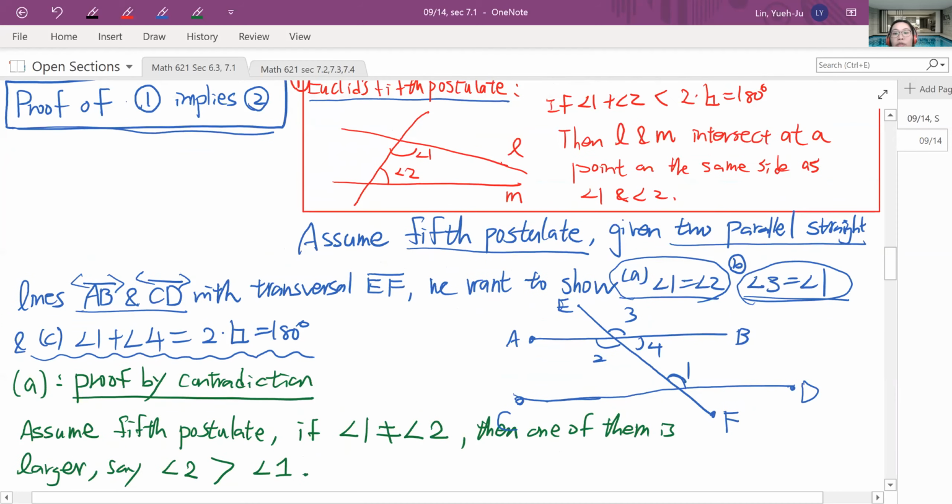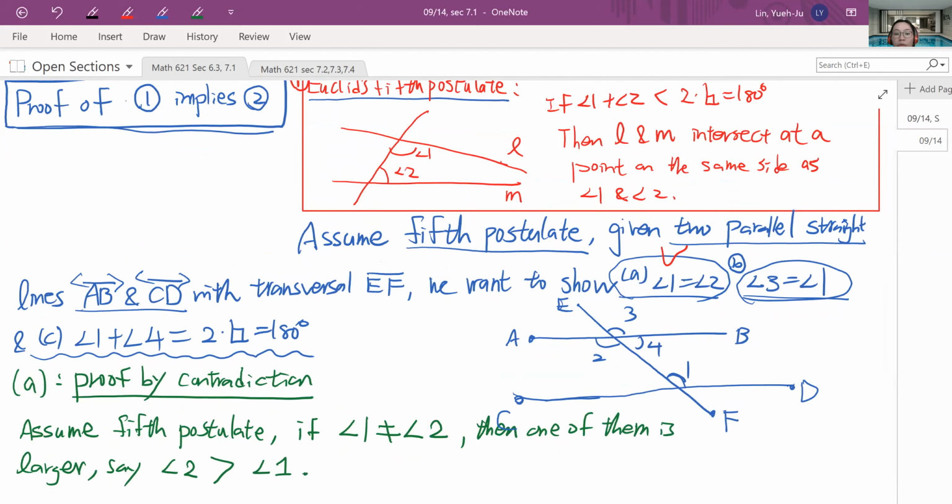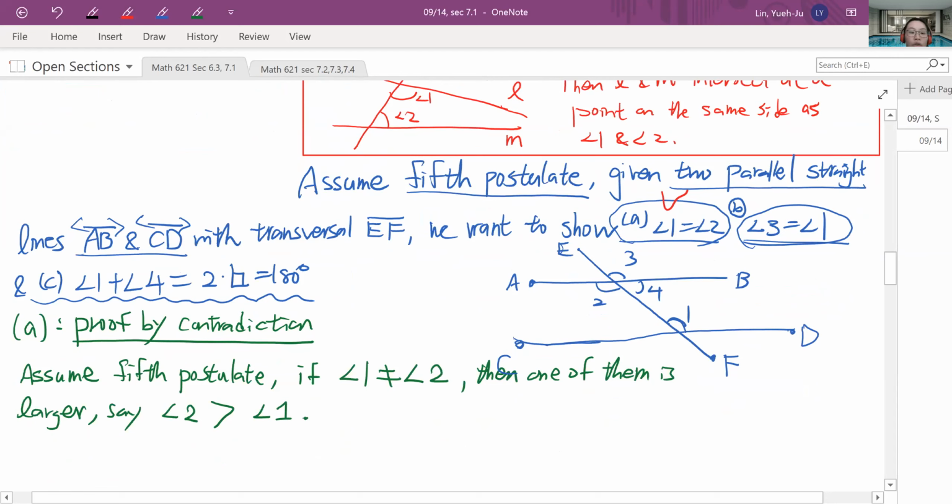And as I said, most of the proofs here you're going to see are by contradiction. The contradiction part is only for part A. Once you have A, B and C are a straightforward byproduct. So for part A, we do proof by contradiction. We want to prove that if you have 2 parallel lines, then angle 2 and angle 1 are equal. Again, I want to emphasize, this is on the assumption that the fifth postulate is true, okay?